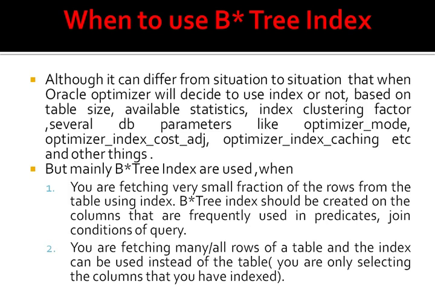But mainly B-tree indexes are used when you are fetching a very small fraction of rows from the table using the index, and B-tree indexes should be created on the columns that are frequently used in predicate conditions or join conditions of your query. B-tree indexes are also useful in situations where you are fetching many or all rows from the table and the index can be used instead of the table. That means you are only selecting the columns that you have indexed.